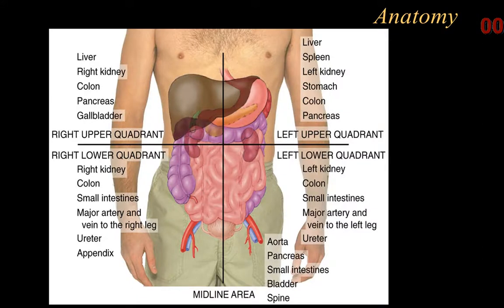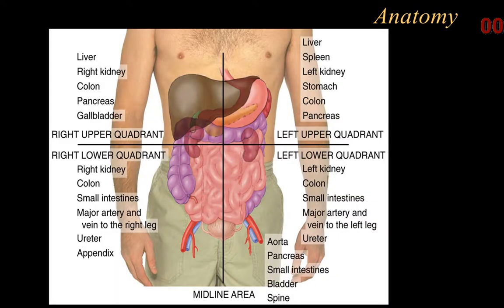All right, so anatomy. Let's not forget what's all in the right upper quadrant. Don't forget your kidney kind of sits in the back, but it's still considered in the right upper quadrant. Left upper quadrant: remember, it does have part of the liver in it, the tail part of the liver. Also spleen, kidney, stomach, colon, pancreas.